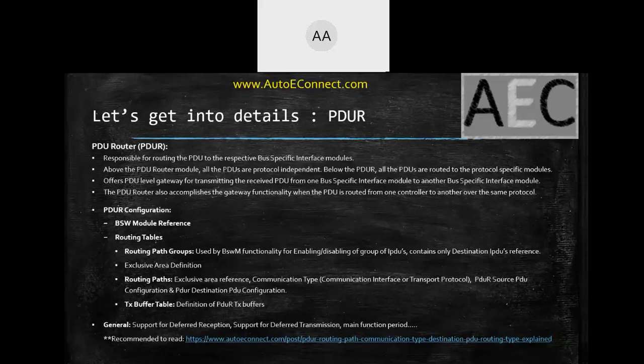Now we will see what are the different things we will configure inside the PDUR. The first parameter is to list out or give the references of all the BSW modules which the PDUR will be interacting with. This is the first main basic thing you will have to configure. Mostly you will get this configured.